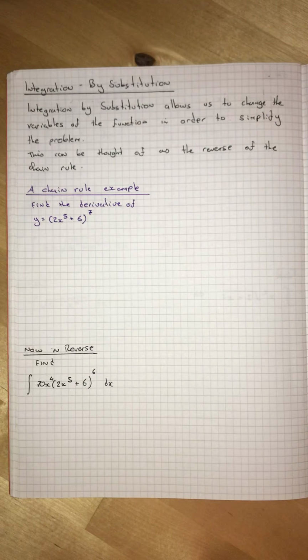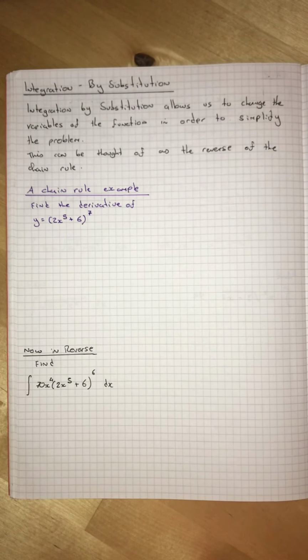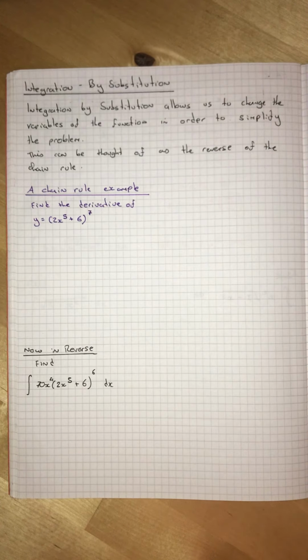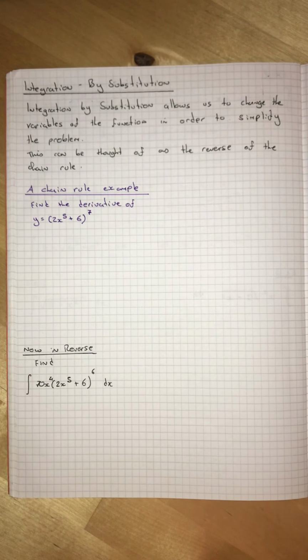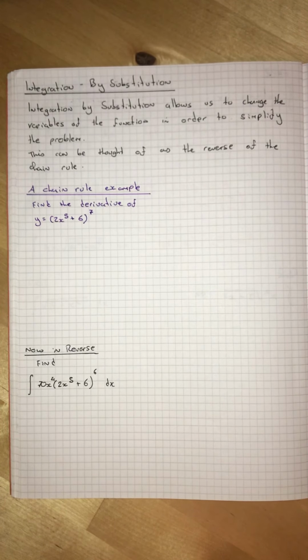Hi, so what we're going to do in this video is learn how to do integration by substitution. What integration by substitution allows us to do is change the variables of the function we are integrating in order to simplify it. We can think of this as the reverse of the chain rule. Just to prove my point, we'll differentiate something with the chain rule and then straight away integrate it by substitution to show you how they are the reverse processes of each other.